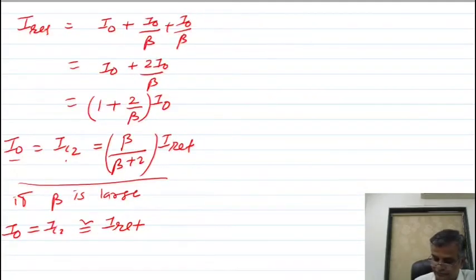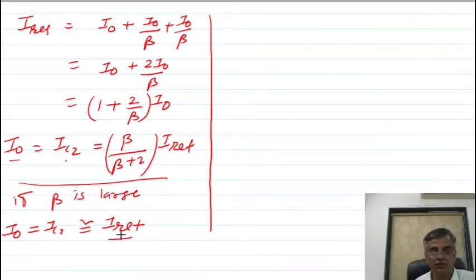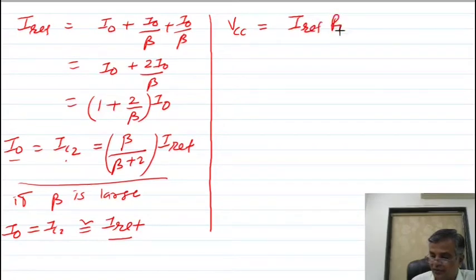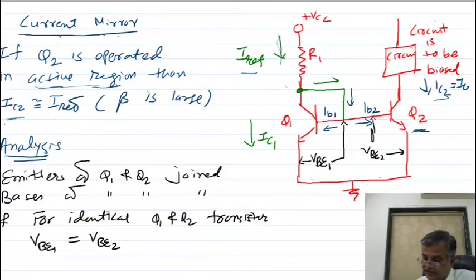Now I want to find the value of I reference. From the circuit you can write VCC is equal to I reference into R1 plus VCE for transistor 1, or VCE1. You can see in the circuit that VCC is equal to I reference into R1 plus this voltage. What is this voltage? VCE1.